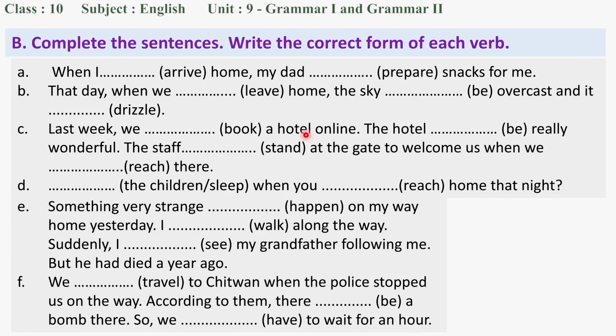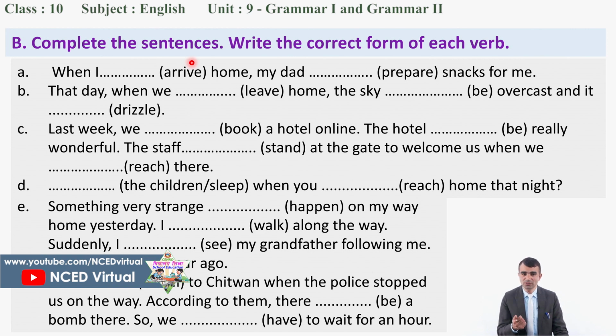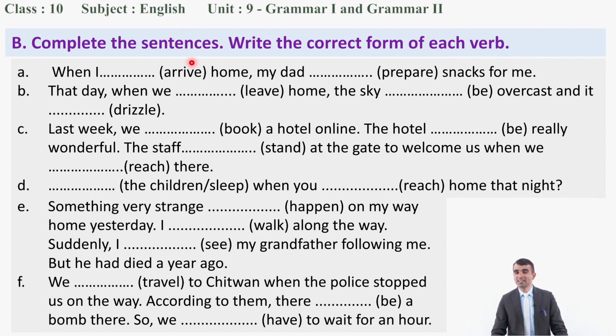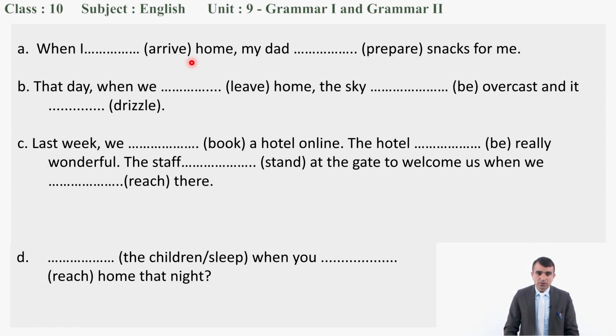Activity B, complete the sentences, write the correct form of each verb. Can you do? Okay, that is easy, isn't it? Now let's do. Start with A. When I arrive home, my dad prepares snacks for me. Now event and circumstance, what is it? Arrive, event, and this is circumstance.